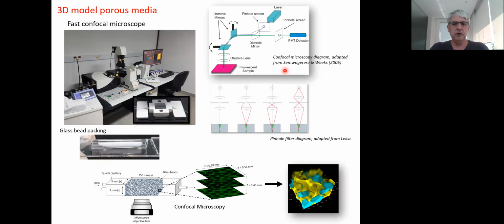And the other type of experiments we are using is 3D visualization of the porous media using a confocal microscope. So the confocal microscope has the advantage that you can get a very clear image in the focal plane, and then using this concept of pinhole, you can basically filter all the out of focus image. So we are using glass bead packing as our model porous media.